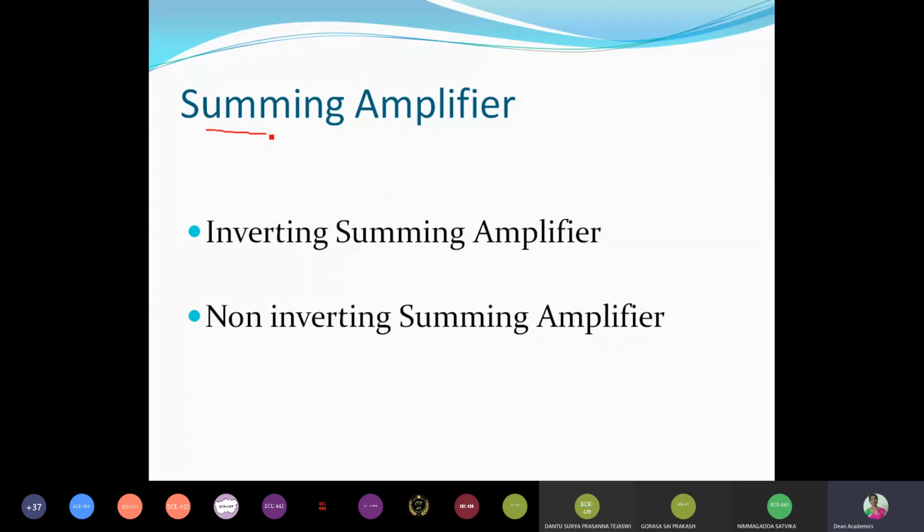Summing amplifier. So this summing amplifier, let me take your attendance once, and also I stop this recording.